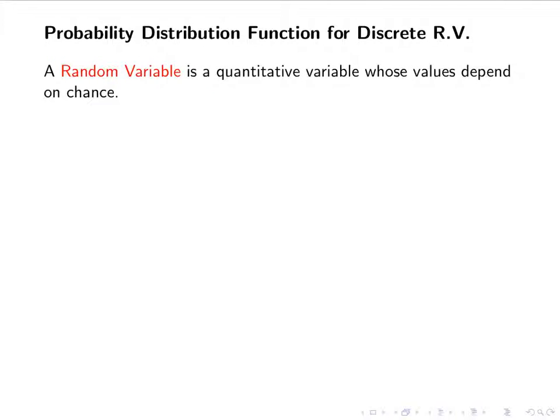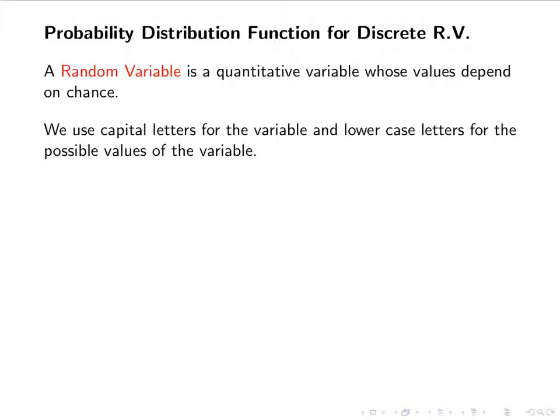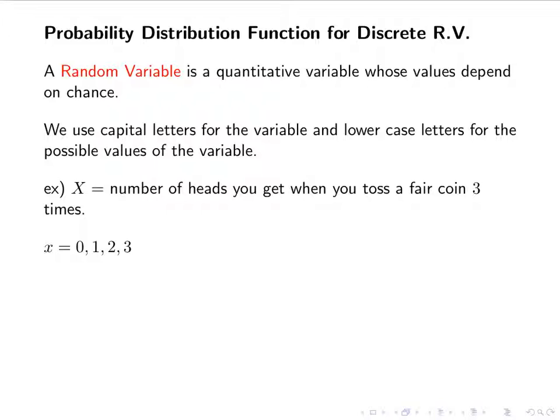Today we're going to look at the probability distribution function for a discrete random variable. A random variable, generally denoted by RV, is a quantitative variable whose values depend on chance. We use a capital letter to denote the variable and lowercase letters to denote possible values of the variable. So for instance, capital X could be the number of heads you get when you toss a fair coin 3 times. Little x are the possible number of heads you can get, 0, 1, 2, or 3.